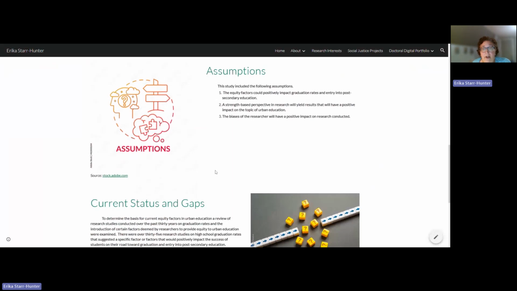Assumptions are that equity factors could positively impact graduation rates and entry into post-secondary education. A strength-based perspective would yield results that have a positive impact on urban education, and the biases of the researcher will have a positive impact on the research conducted.